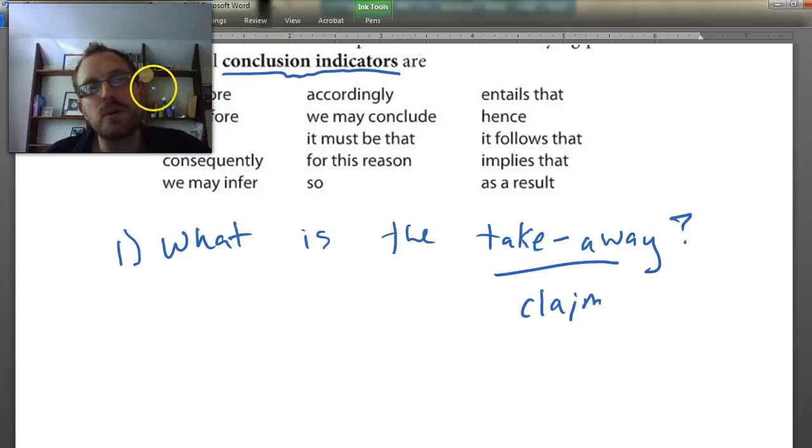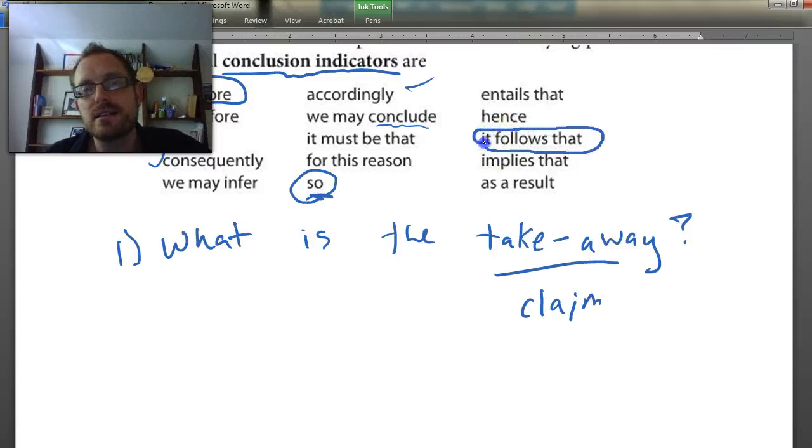The most typical one you'll see is therefore, wherefore, thus, consequently, we may infer, accordingly, we may conclude. I mean, the conclusion's right there, right? It must be that for this reason. So, I'll circle the ones that are common. So and therefore, these are fairly common. Entails that, hence, it follows that, right? That's also known, implies that, as a result.